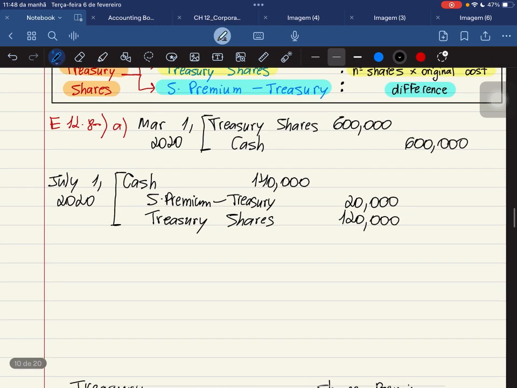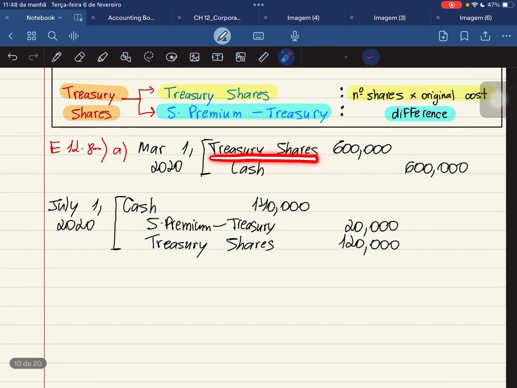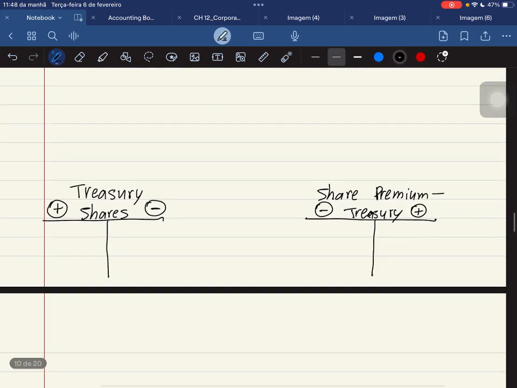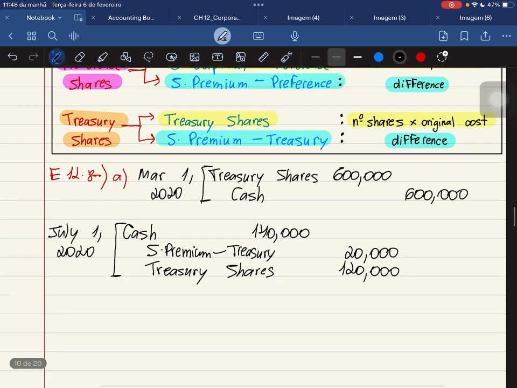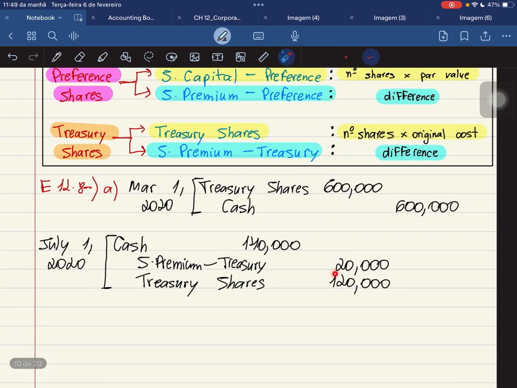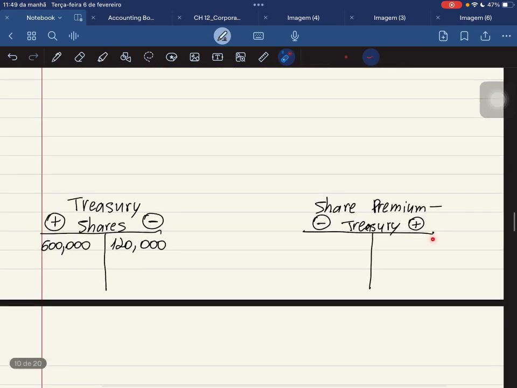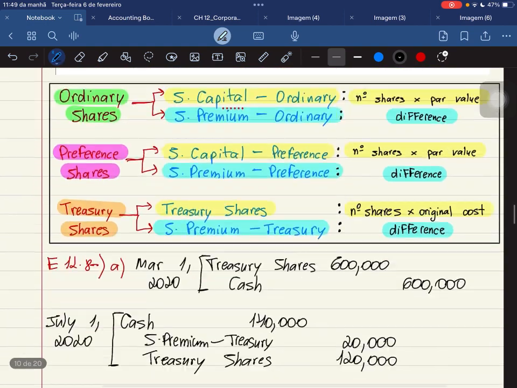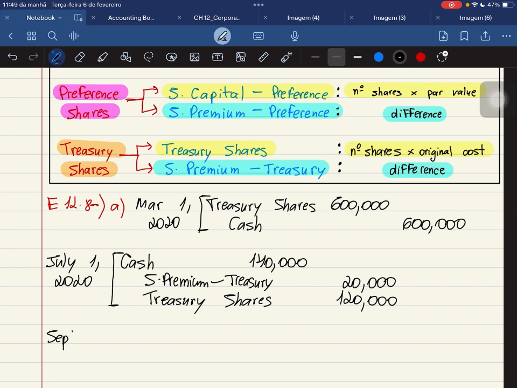So let's fill in the information for the T accounts. We know that our treasury shares went up by 600,000, so over here we're going to put 600,000. Then we know that here they went down by 120,000, so we decrease it by 120,000. And we know that for share premium treasury we have 20,000, but this side means it goes up, so it goes up by 20,000 like this. Okay, now we can continue to the entry of September 1st of 2020.